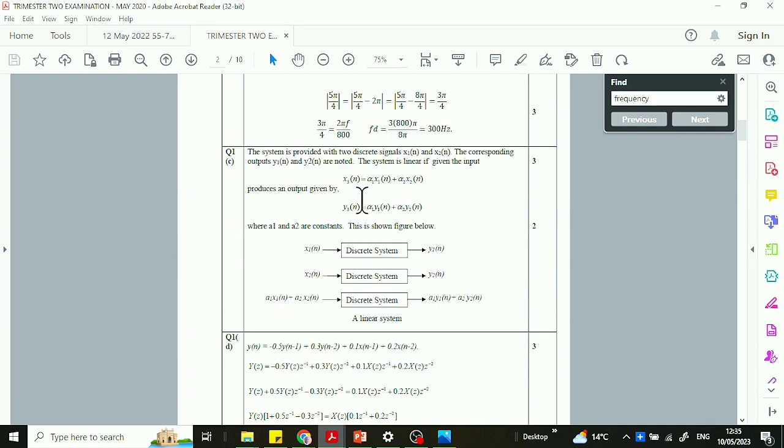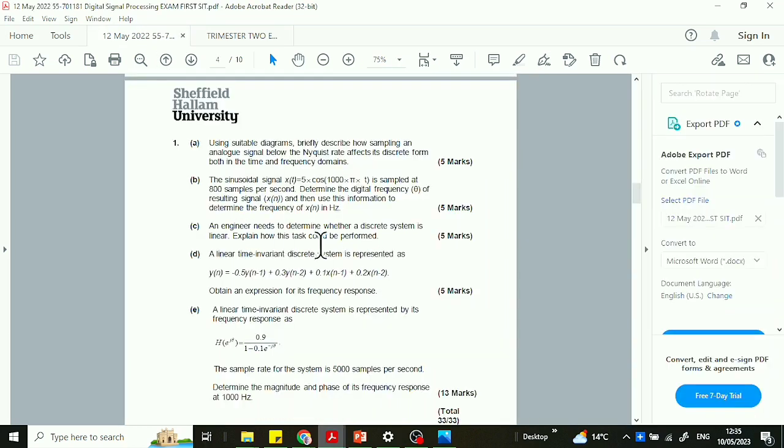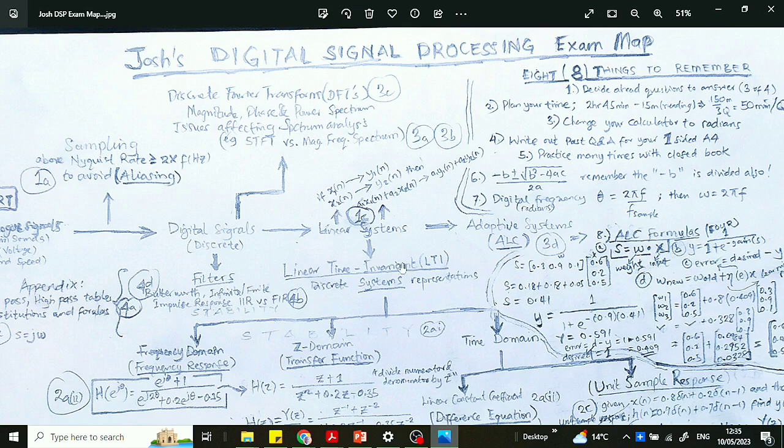Yeah, so this is where we're at, question 1C, okay? He needs to just run the story. He wants to know if the system is linear. That's what he's trying to do. Okay, so then we have this. So that's the equation that you write to prove that the system is linear.